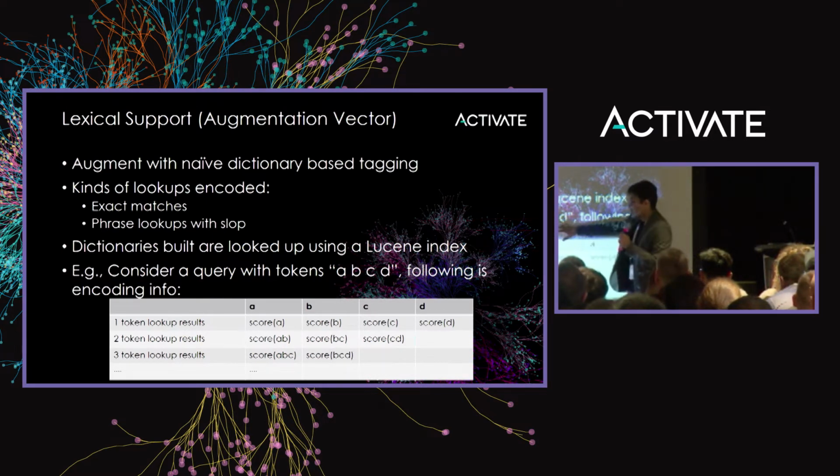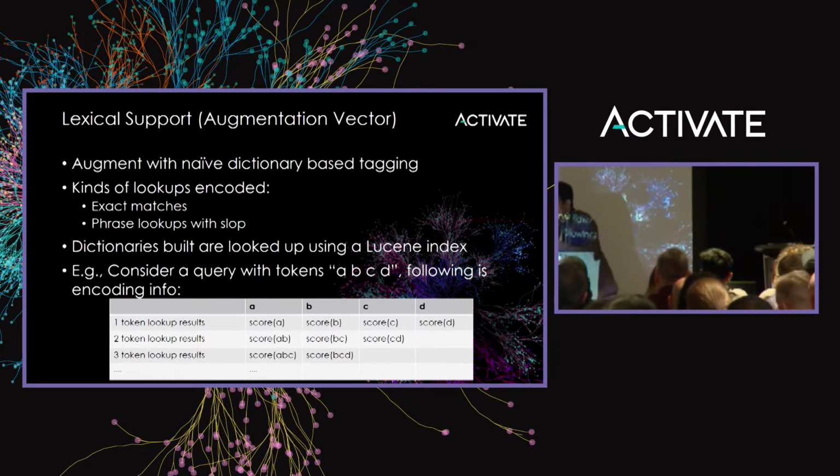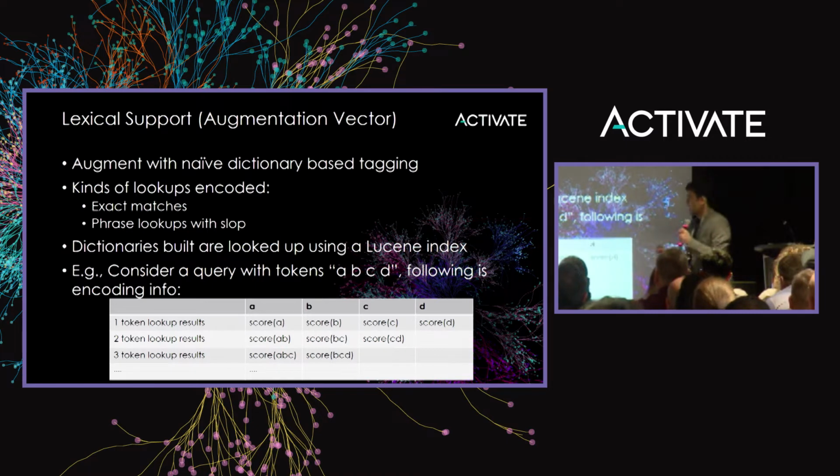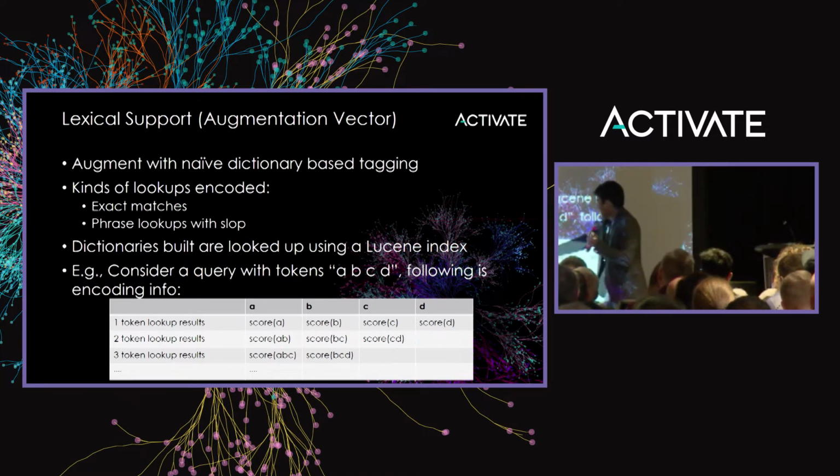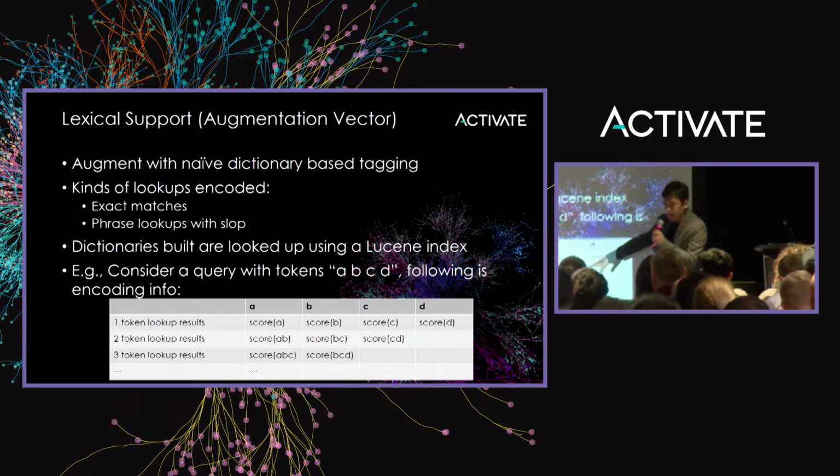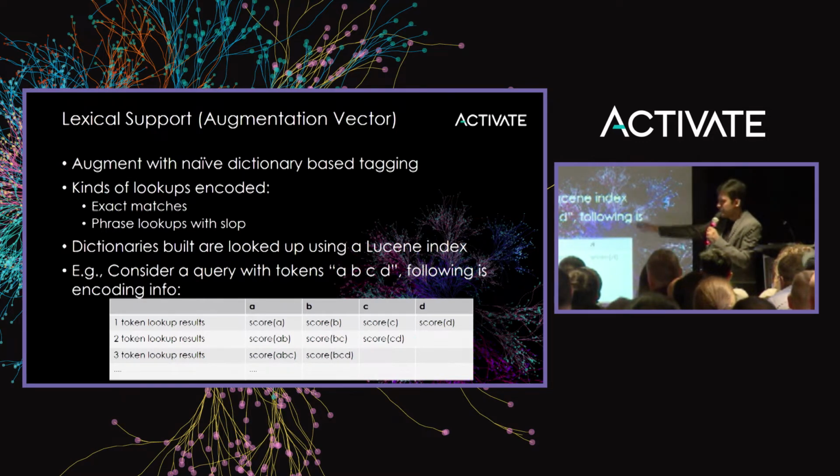Let's say we have a 4-token query, A, B, C, D. We perform unigram searches in the dictionaries and compute the scores. And that forms the first row of data. And then we perform the bigram searches, so we are looking up A B, B C, C D, and so on. Similarly, we extend it to the trigrams.